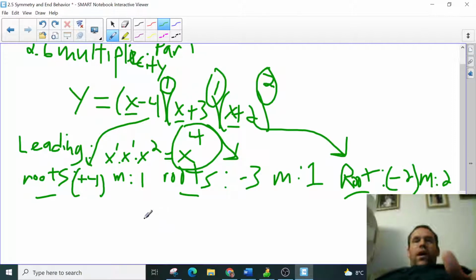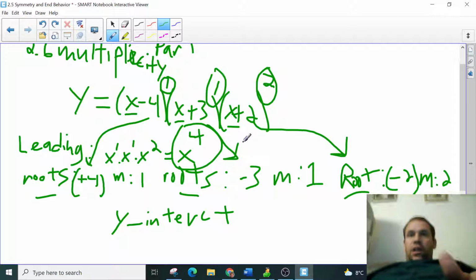Oh, so the y-intercept, right? So that's last but not least when we're graphing these. Or at least trying to identify parts of them.